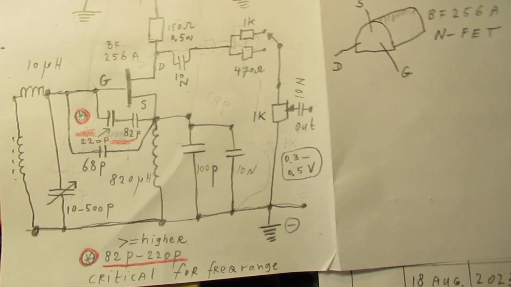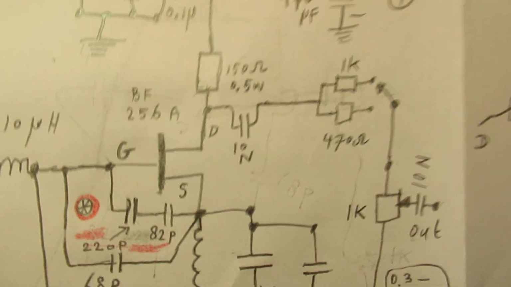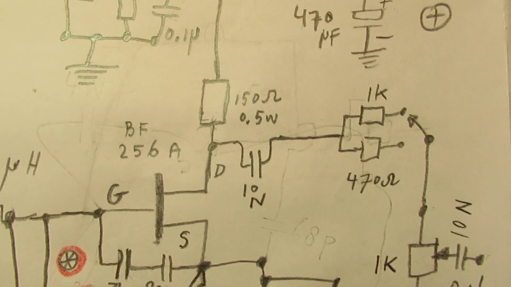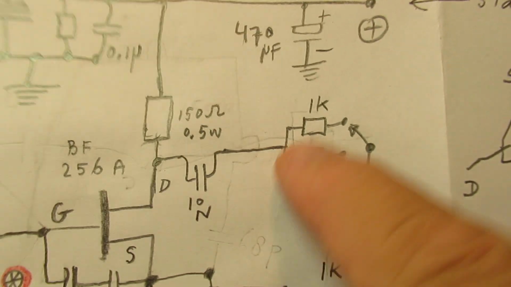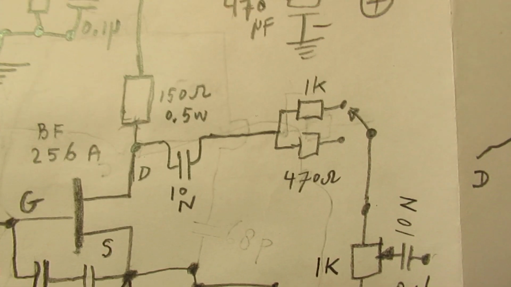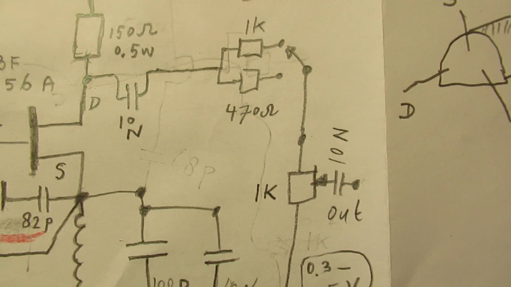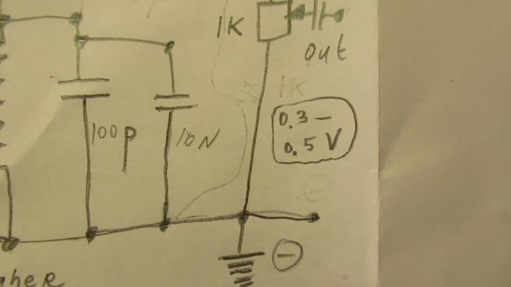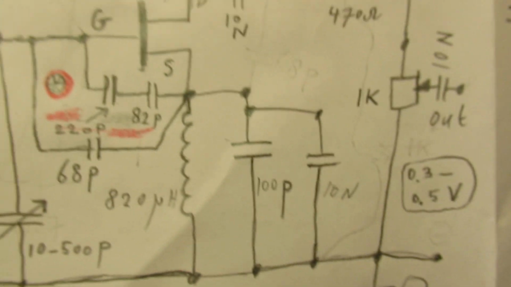Furthermore, I take the signal now out of the drain. That's a little bit uncommon anyway. With these two different resistors you can lift up the output level a little bit. Output level is between 0.3 and 0.5 volts.